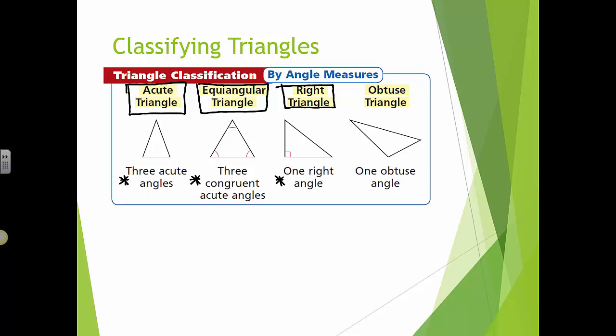angle. And then the last classification would be an obtuse triangle, and that just means you have 1 obtuse angle. So those are the 4 ways in which you can classify a triangle by its angle measures.